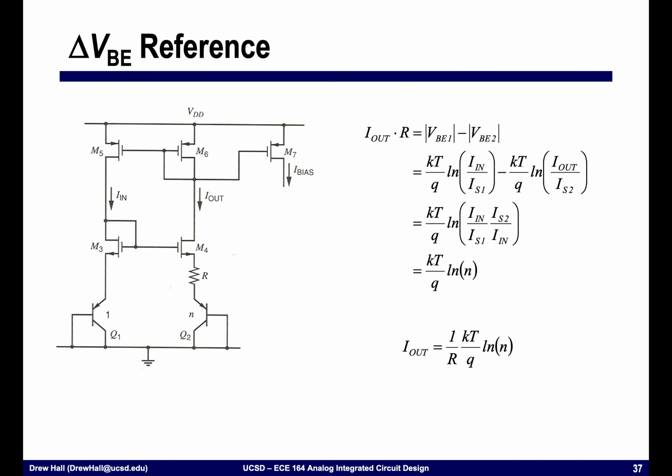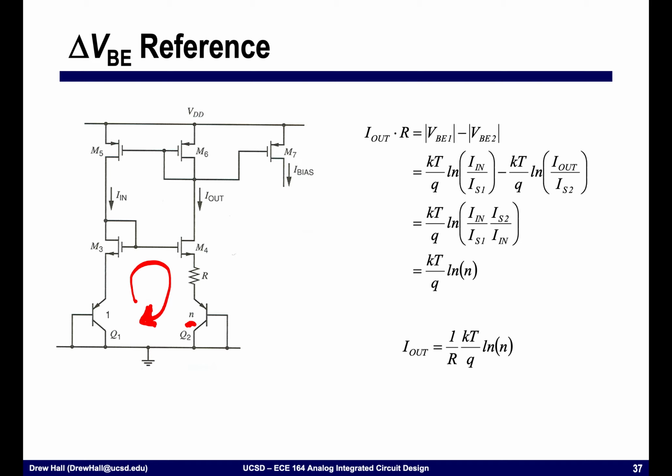So let's look at another reference. This is called the delta VBE reference. Again, very similar to the previous slide. We're going to write KVL around this loop. You'll notice that now we have a BJT on this right side, and the BJT is going to be n times larger than Q1.